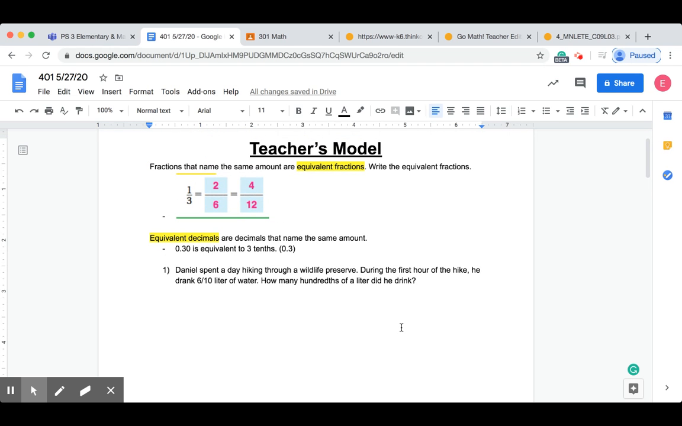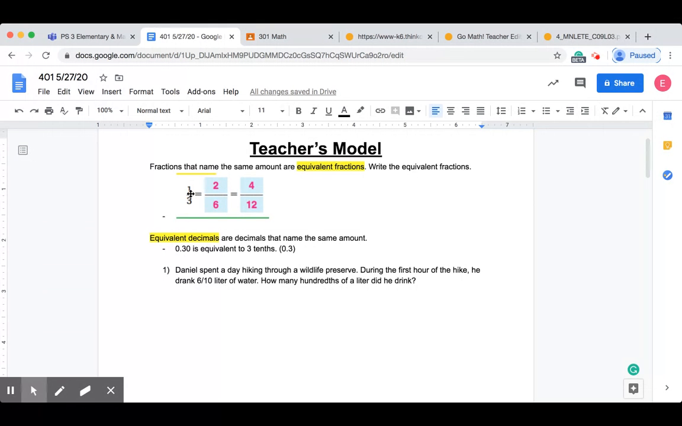Good morning, fourth grade. Today we are going to work on equivalent fractions and equivalent decimals. Now, we already worked with equivalent fractions earlier this year, and we know that fractions that name the same amount are equivalent fractions. So write the equivalent fractions. I already filled them in for you. So 1/3 equals 2/6, or it also equals 4/12. So all three of these fractions are equal.